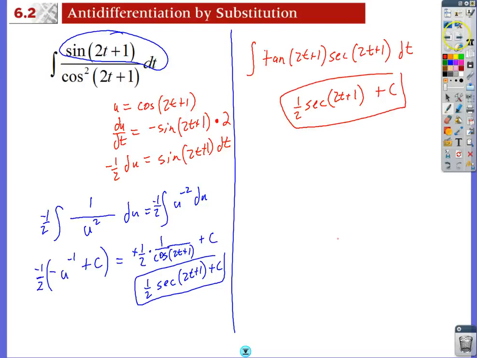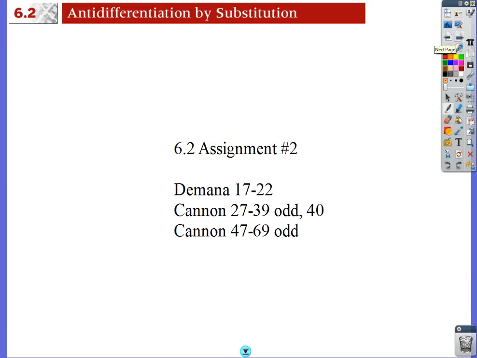All right, so here's your assignment. There it is. Okay, remember Demana, that's your book. So if you can't read the problems in there, good news, you can go to your book. And then here's Cannon, two sections from Cannon. All right. It may seem like a lot. It's a little bit. You need to come with questions.